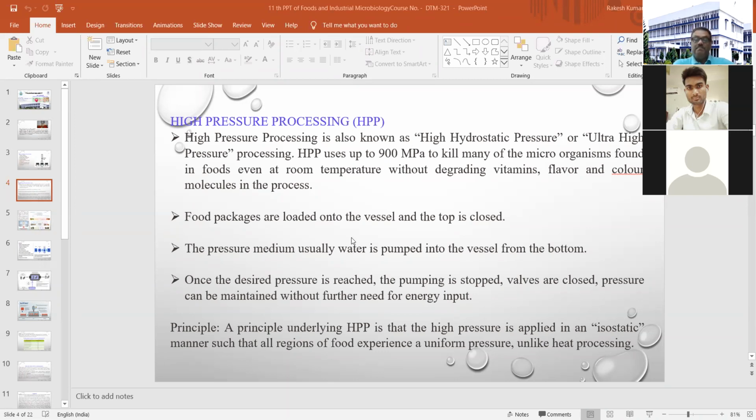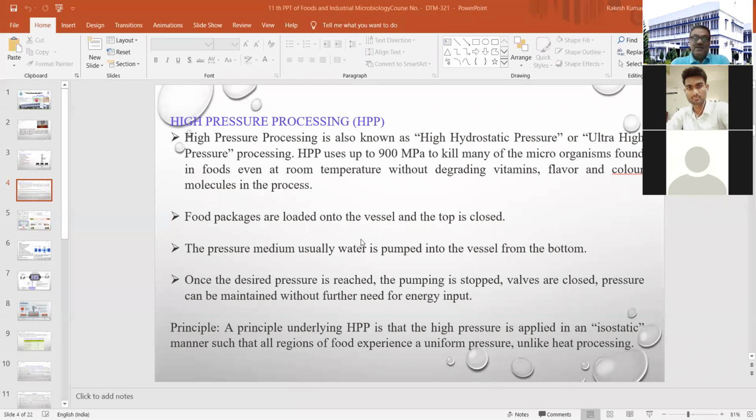The food packages are loaded onto a vessel and the top is closed. There is a vessel in which you have to load your packed food inside the chamber. The pressure medium, usually water, is pumped into the vessel from the bottom. Now, once the desired pressure is reached, the pumping is stopped, valves are closed, and pressure can be maintained without further need of energy input.